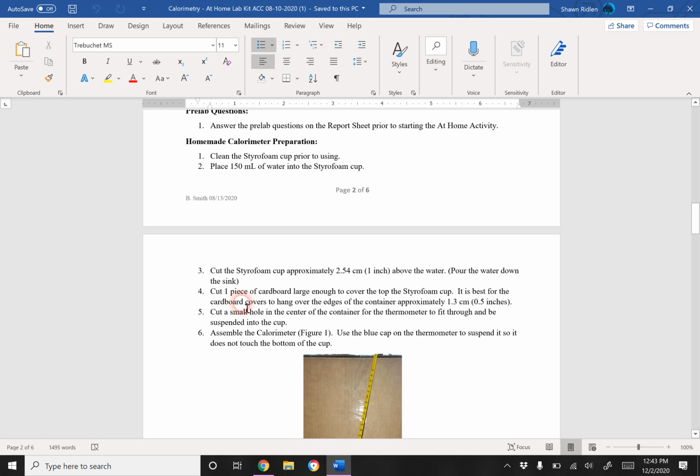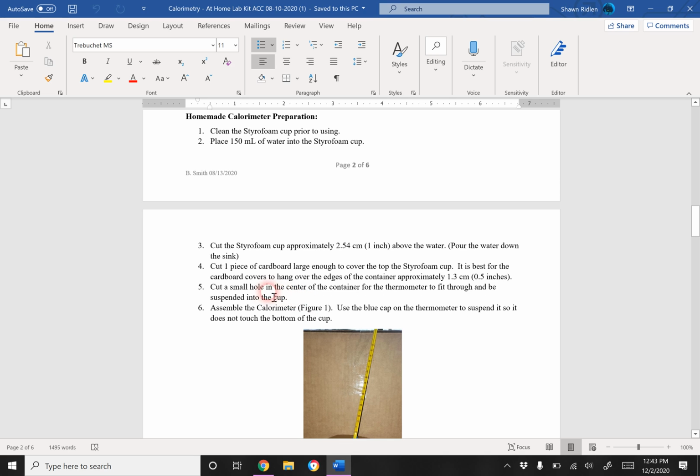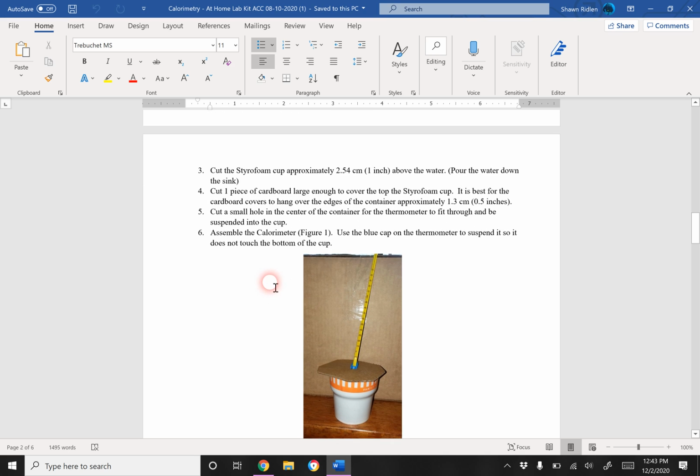Then you want to cut a piece of cardboard large enough to cover the top of the styrofoam cup. It's best to have it overhang a bit, just so that you get a good lid there. You want to cut a small hole in the center of the cardboard for the thermometer. And then you want to assemble the calorimeter. Here they're using the actual blue cap of the thermometer to suspend it so that it doesn't touch the bottom of the cup.